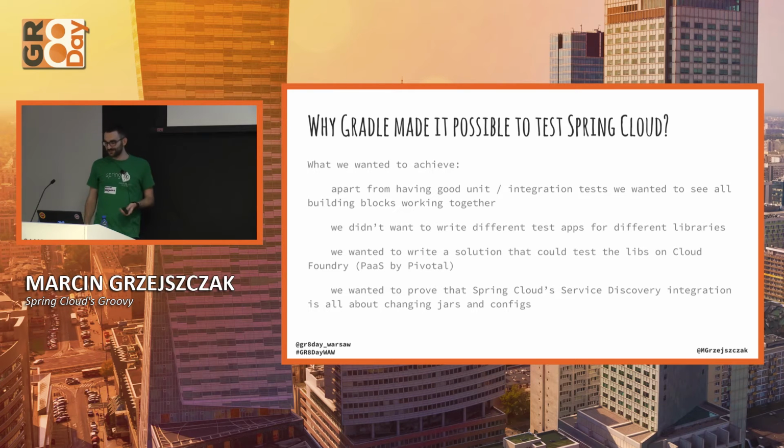And actually, this is my personal thing that I wanted to prove, because before joining Pivotal, I heard that the Spring Cloud Service Discovery abstraction works like this: if you would like to change from Consul to Zookeeper or from Zookeeper to Eureka, you just change the jar and configuration. That's it. You don't touch the code. So I wanted to be sure that that's actually the case. And we managed to do that.